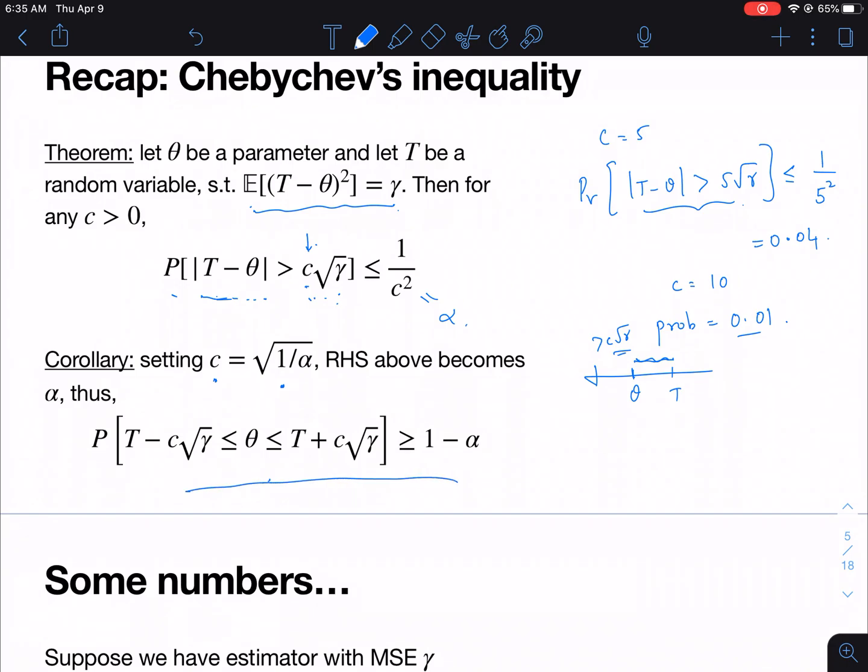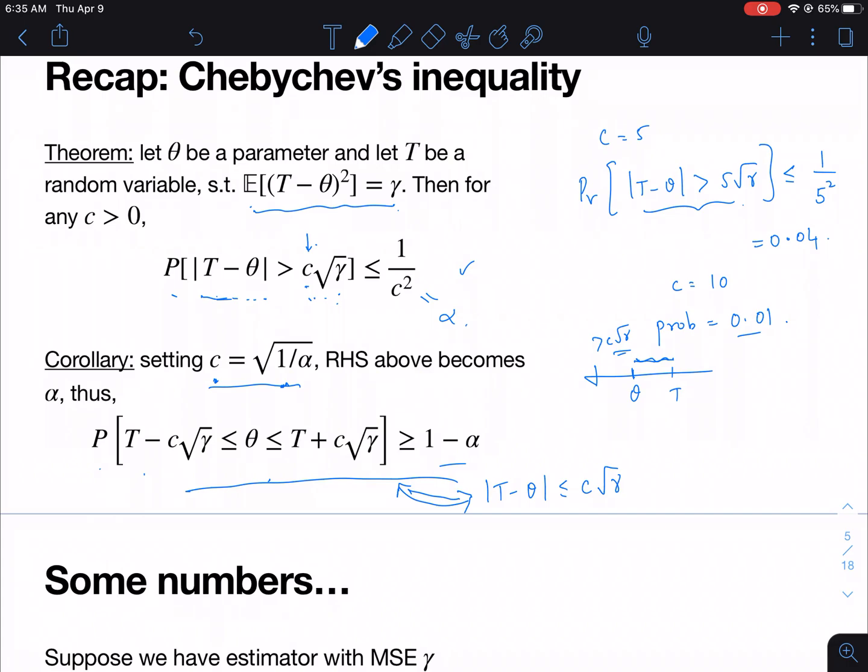Note that |t minus theta| less than c root gamma is exactly the same as theta lying between t minus c root gamma and t plus c root gamma. These two are equivalent. So this inequality, with c being root of 1 by alpha, implies that the probability that theta lies between t minus c root gamma and t plus c root gamma is very large. It's at least 1 minus alpha.